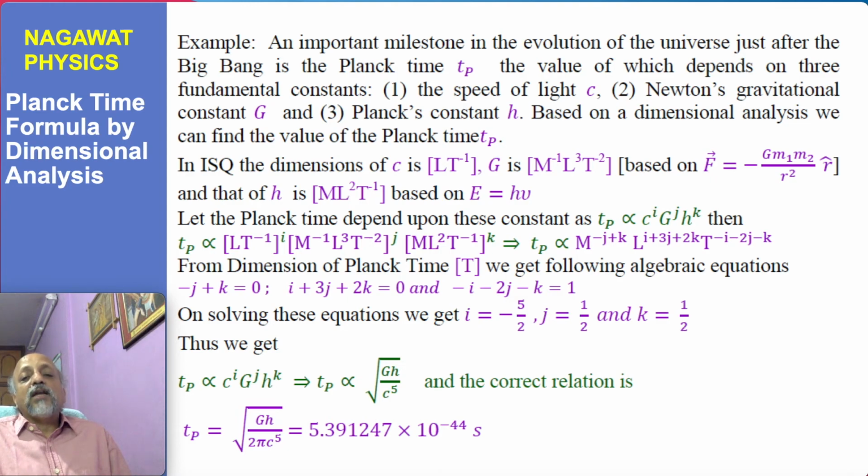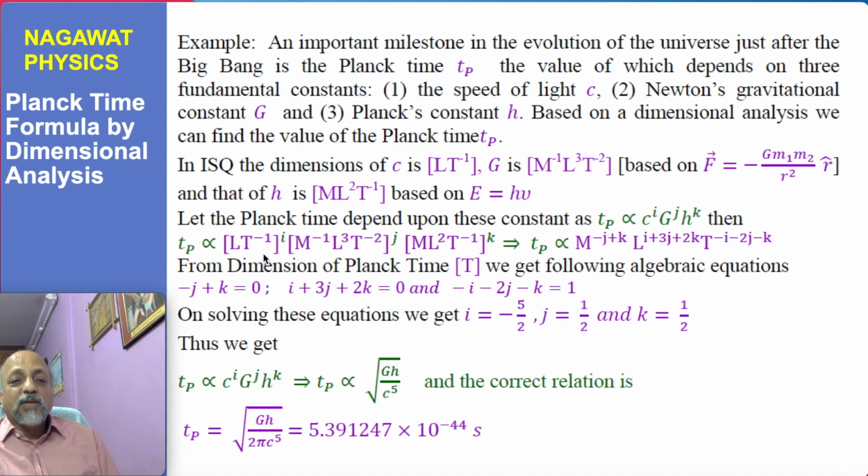Then I can find the dimension of Planck time by determining the dimension on the right hand side. So I know that the dimension of Planck time is that of time. Now I determine the dimension of the right hand side by writing the dimension of c and raising it to the power i, writing the dimension of G and raising it to the power j, and writing the dimension of h and raising it to the power k. So that is what I have done here.